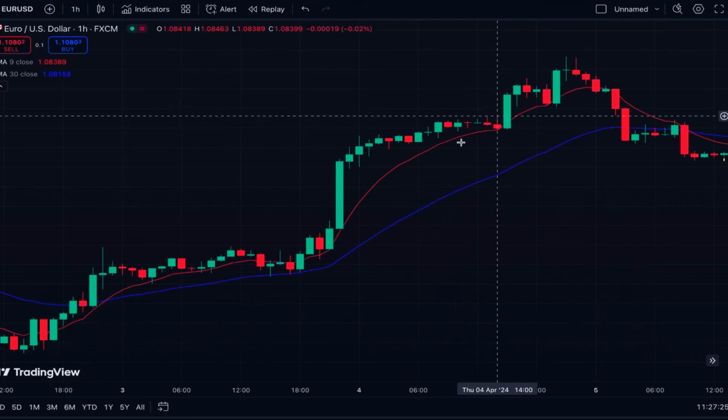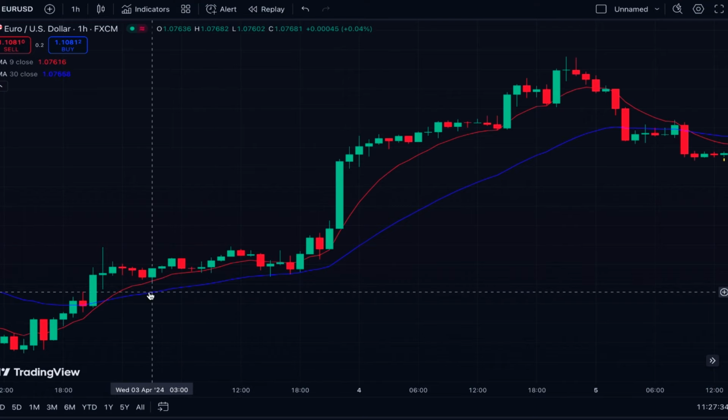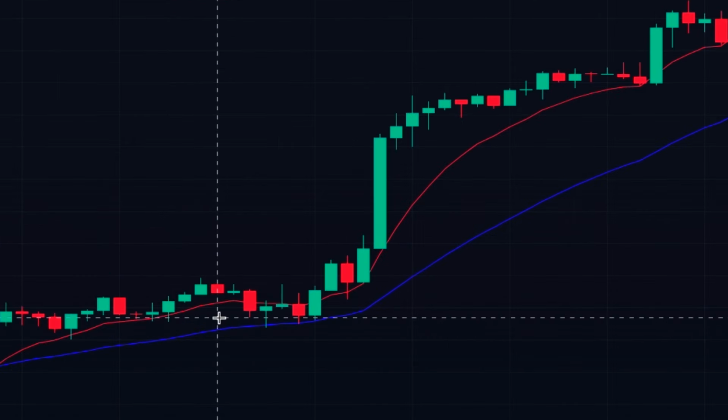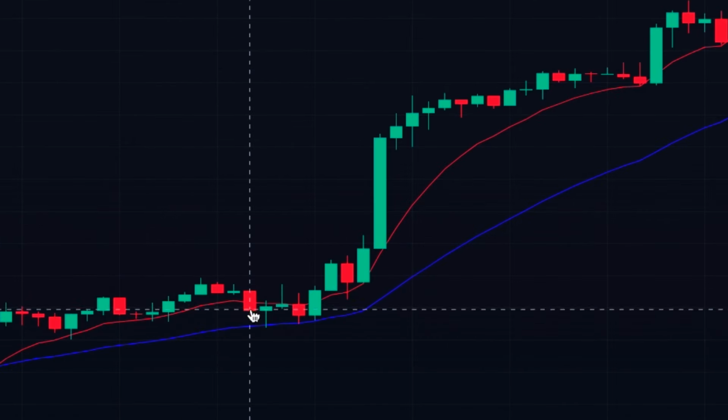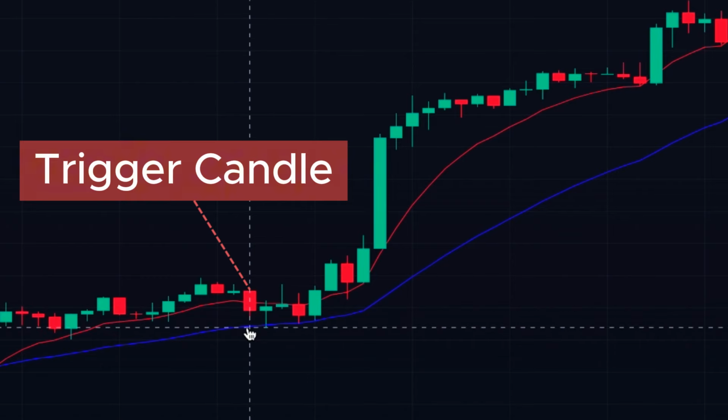Alright, so here, since the shorter EMA is above the longer EMA, we can consider that we are in an uptrend. In this situation, we must wait for a candle that is closed below the 9-period EMA. This is a signal of pullback, and this candle is considered our trigger candle. Please pay attention that the trigger candle must remain above the blue line. If the trigger candle is closed below the 30-period EMA, the signal is not valid anymore.